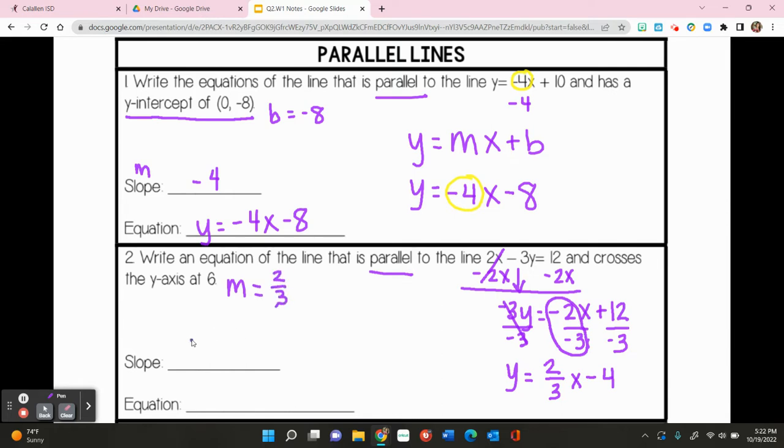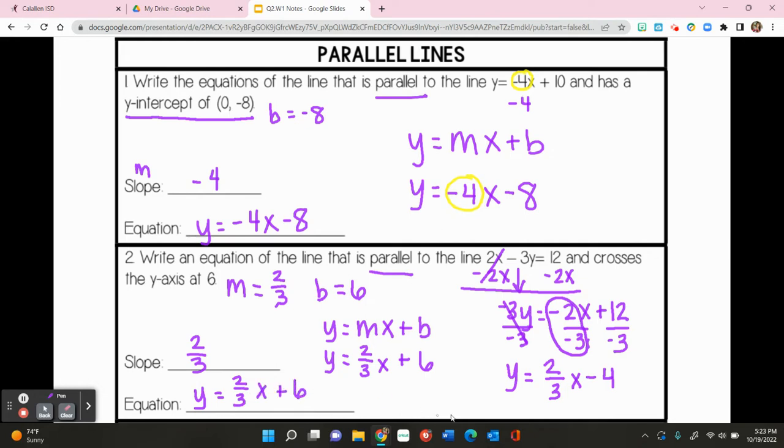So m would be 2 over 3. And it says it crosses the y-axis at 6. So my y-intercept is 6. My b would be 6. Now that I know my slope and my y-intercept of the equation I'm trying to write, again, I'm going to put this into the form y equals mx plus b. So I'm just going to drop in my information. So I have y equals 2 over 3x plus my y-intercept, which is 6. So here your equation is y equals 2 over 3x plus 6.